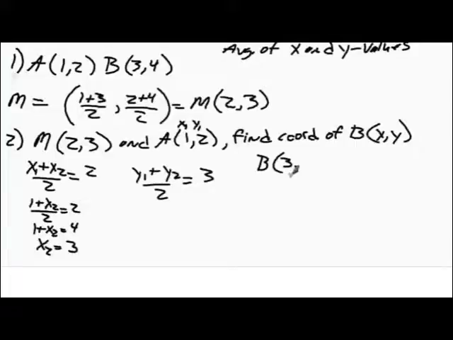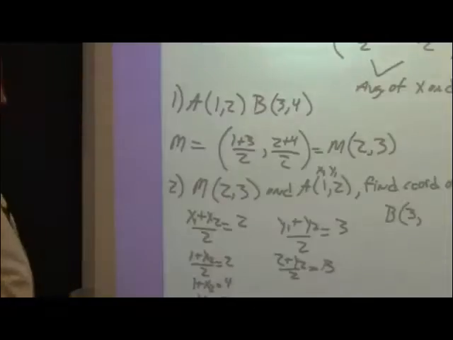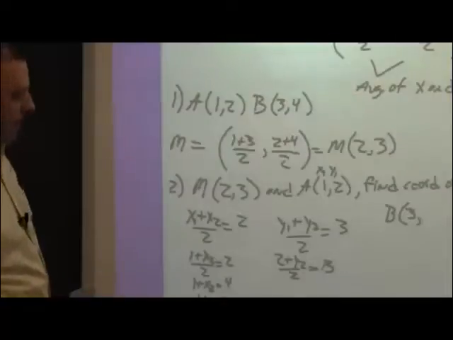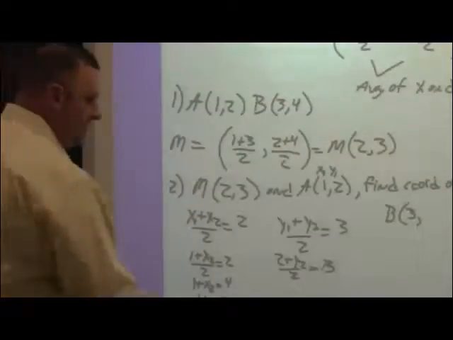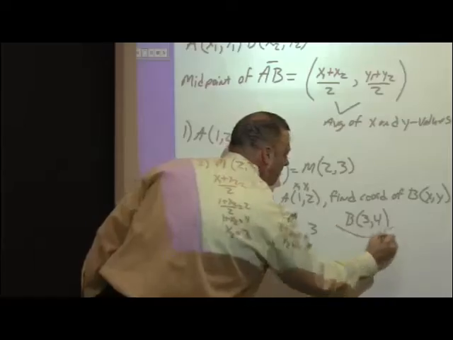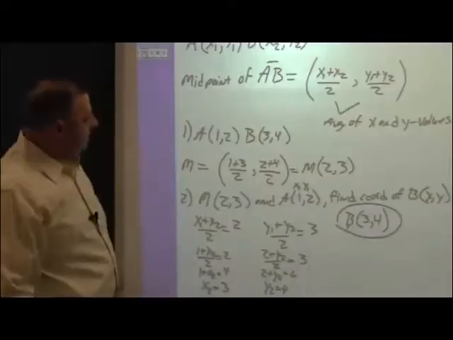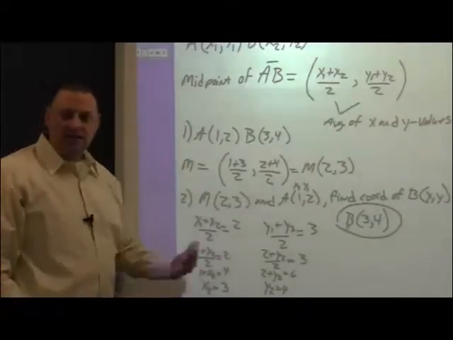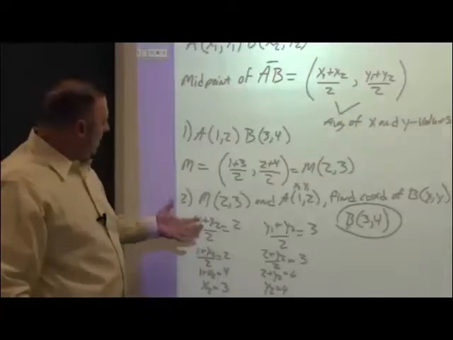Now y sub 1 is 2, so let me go ahead and put that in here. It'll be 2 plus y sub 2 over 2 equals 3. In the same manner as with the x's, start by multiplying both sides by 2. So you get 6 on the right, so you'd have 2 plus y sub 2 equals 6. Then subtract 2 from both sides. 6 minus 2 is 4, so y sub 2 is equal to 4. And if you look at the problem we did prior to it, B was 3, 4, so we did it right. And this is how a midpoint question is more likely to look, like the second one we did.